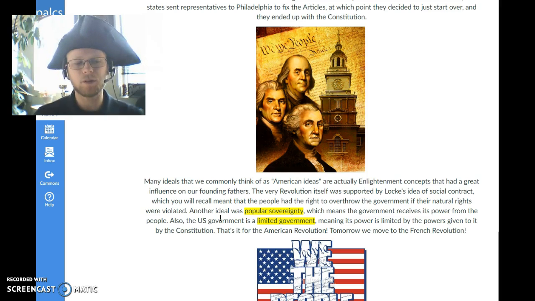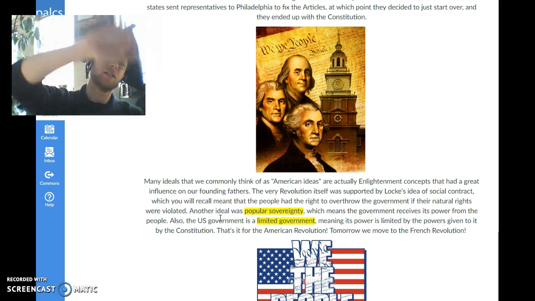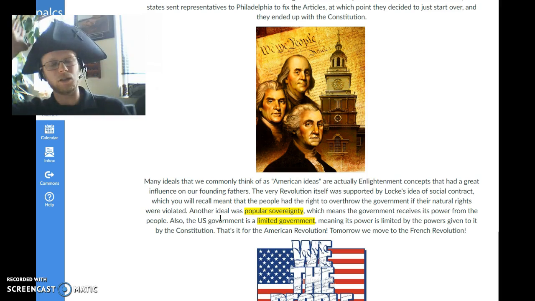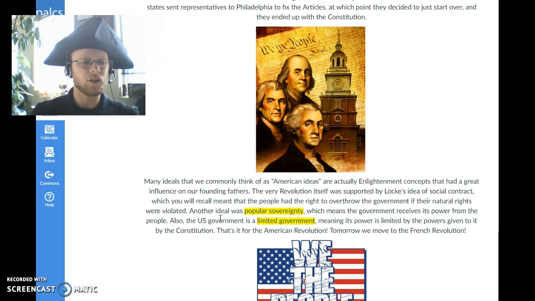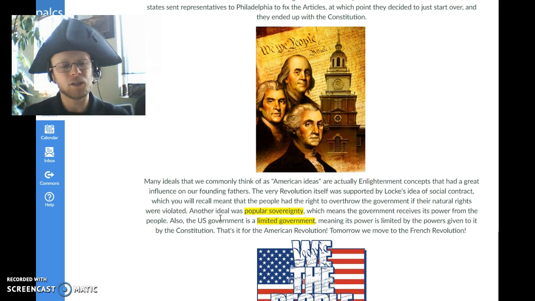So that's it for the Revolution. There's actually a whole chapter next year on the Constitution. We'll learn all about it, and we'll learn more about these Enlightenment ideals. So you'll have a good start. So that's it for the American Revolution. Tomorrow we move to the French Revolution and Napoleon Bonaparte, things like that.